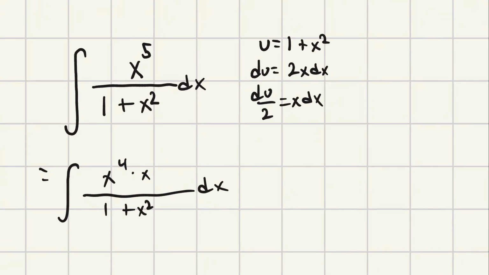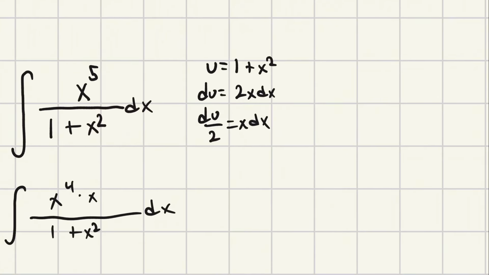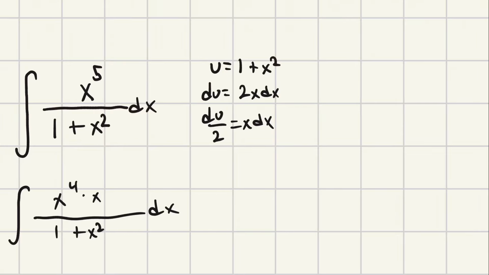Let's look at what we chose to be for our u. If we want to obtain an x to the power of 4 in our integral from our u, we can actually do that. We can do u minus 1 equals x squared, right? And then by squaring both sides, we can obtain x to the power of 4. Remember, in algebra, if you do it on one side, you have to do it on the other. And now look at that. We've obtained our x to the power of 4.